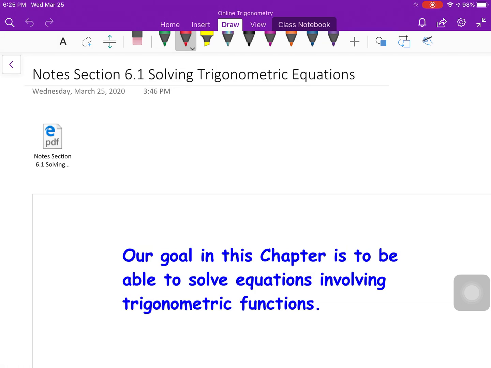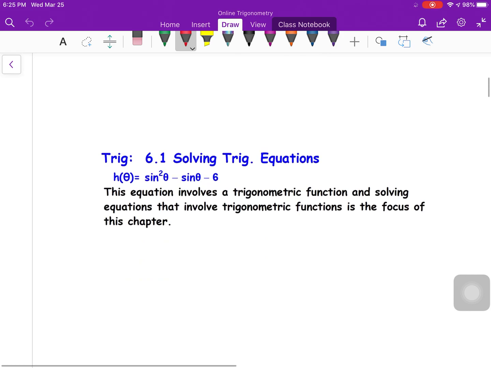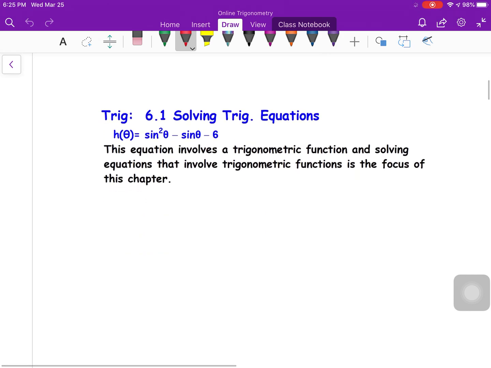We'll also be solving in radians, and some of the problems will be more complex than they were in Algebra 2. Algebra 2, again, was just an introduction to this. So our goal here is to be able to solve trig equations. And a trig equation is an equation that contains a trig function.